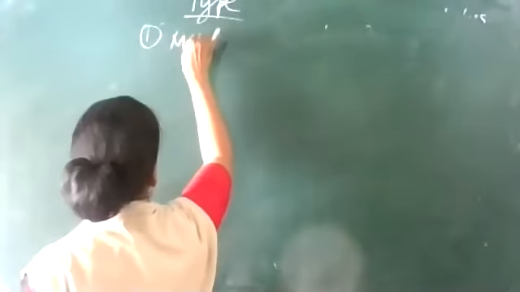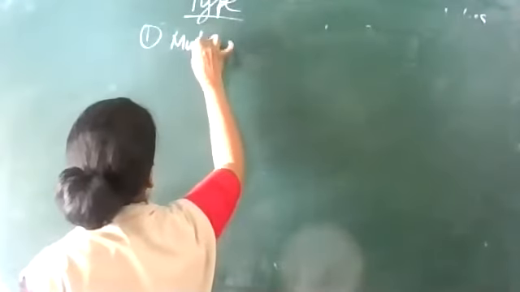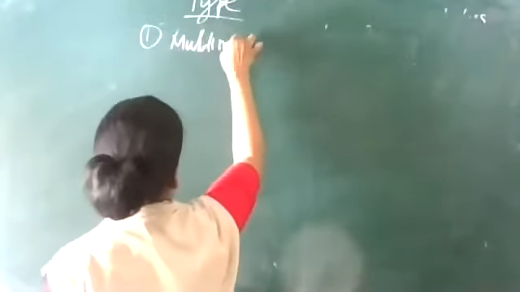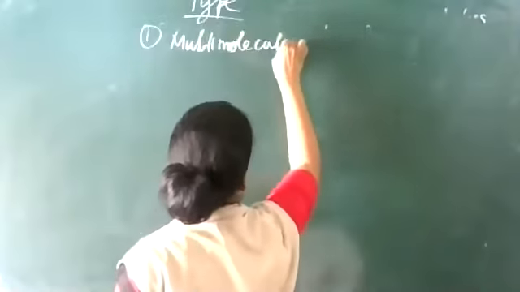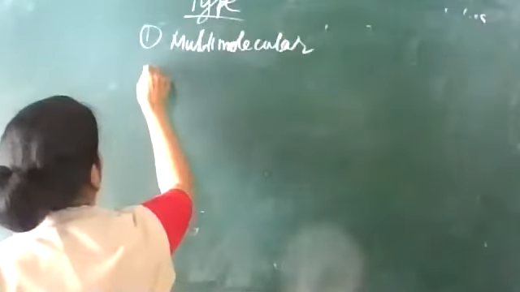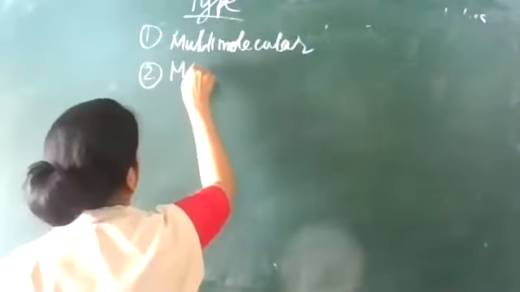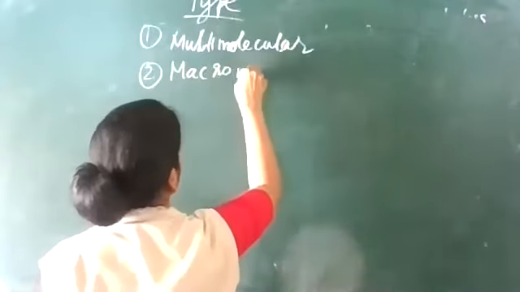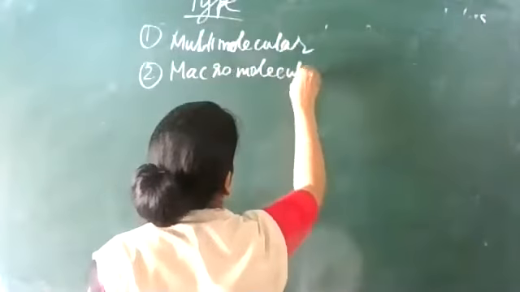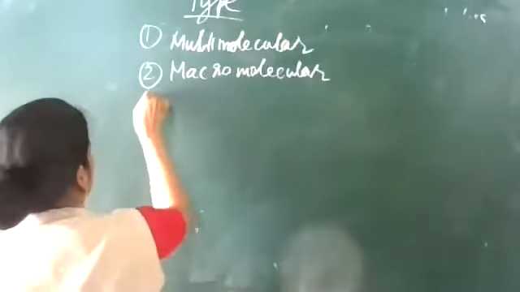First one is multimolecular colloid, then macromolecular colloid, and then associated colloid.